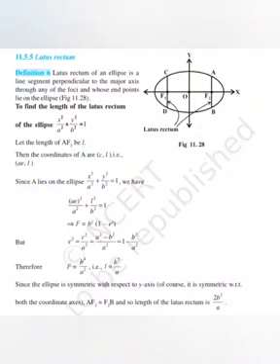Now let us define latus rectum. The latus rectum of an ellipse is a line segment perpendicular to the major axis through any of the foci and whose endpoints lie on the ellipse. The length of the latus rectum is equal to 2b² divided by a.